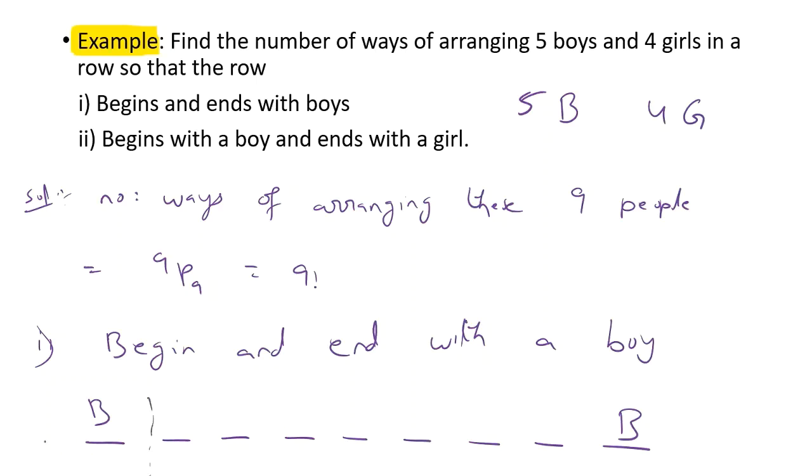W1 is to fill the first place with a boy, and W2 is to fill the last place with a boy, and W3 is to fill the remaining places with the remaining people. So let us write down what is W1, W2 and W3, and then we will count these things. W1 is to fill the first place with a boy. This you can do in 5 ways.